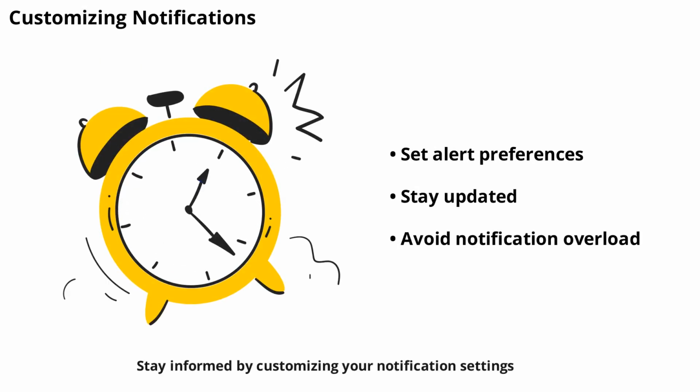Stay informed by customizing your notification settings. Choose which alerts you want to receive, such as invoice approvals, payment receipts, or upcoming deadlines. Tailoring notifications helps you stay on top of important tasks without being overwhelmed by unnecessary messages.